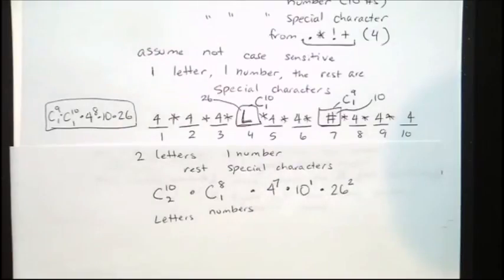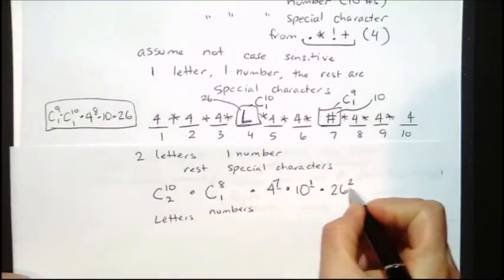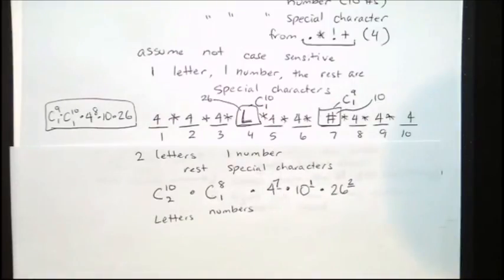So each one of the blanks has to have a number in it. So if you look up here, the powers add up to what? They add up to 10 because there are 10 blanks, and there has to be a number in every blank. So if it's a letter blank, it has 26. If it's a number blank, it has 10. And if it's a special character blank, it has 4.